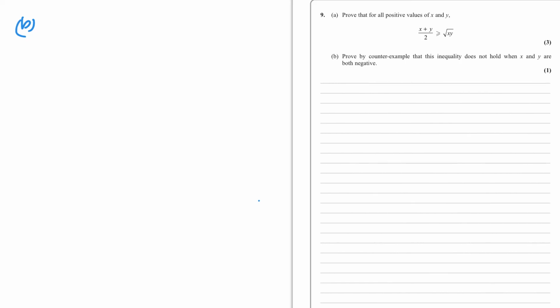Prove by counterexample that this inequality does not hold true when x and y are both negative. So first of all, let me just write down what we are using. We want x and y to be negative, and really what I want to do is something where it has a nice square root. So I'm going to use minus 2 and minus 2, because minus 2 times minus 2 is 4, which I can get the square root of.